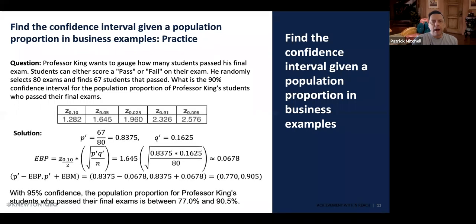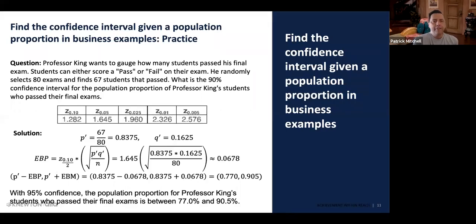So in this problem, P prime is 67 out of 80, which is 0.8375. That means Q prime is 1 minus 0.8375, which is 0.1625. So the error bound is Z sub 0.05. This is a 90% confidence interval, which means 90% in the middle. That means 5% in each tail. So the Z-score that corresponds with that is 1.645 times the square root of 0.8375 times 0.1625 divided by 80. And that comes out to 0.0678. And you should check that. Hopefully you've already done this problem.